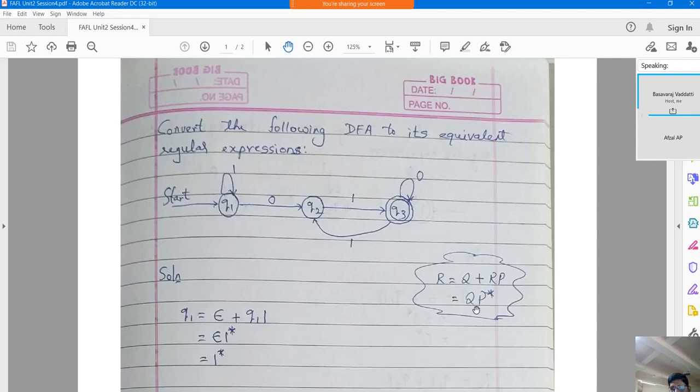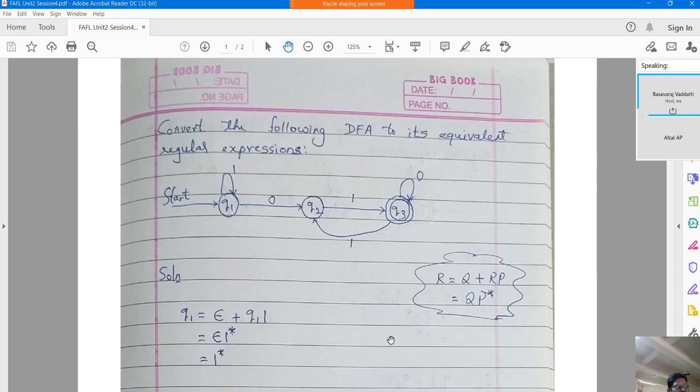How did I get QP star? The same way, it is epsilon 1 star. As you know, epsilon 1 star is the concatenation of epsilon and 1 star, and the concatenation of epsilon and 1 star is 1 star itself. Therefore, the regular expression corresponding to state Q1 is 1 star.